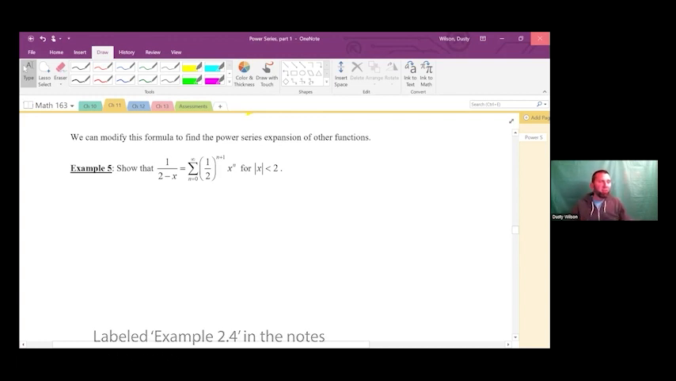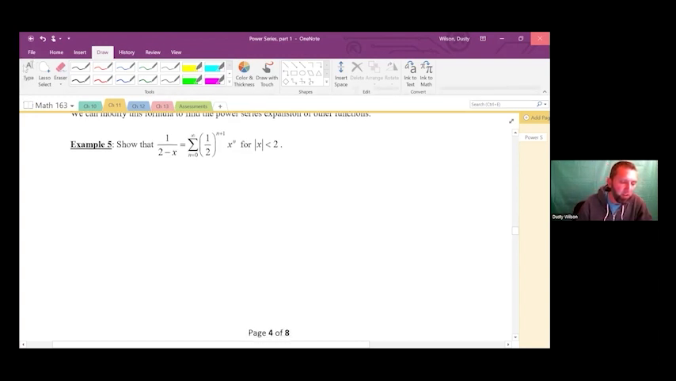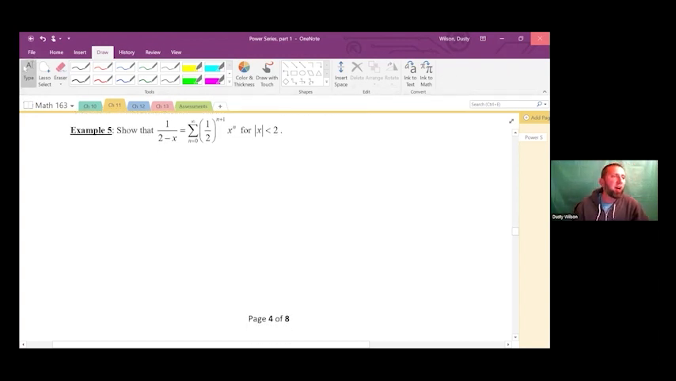So we're able to modify the formula to find power series expansions of other functions. So let me show you an example of that. Example 5, show that the expression 1 over 2 minus x is equal to the power series from n equals 0 to infinity of 1/2 to the n plus 1 times x to the n, and this is for absolute value of x less than 2. So let's see how this works. So we're going to start with some rearrangement. So 1 over 2 minus x.